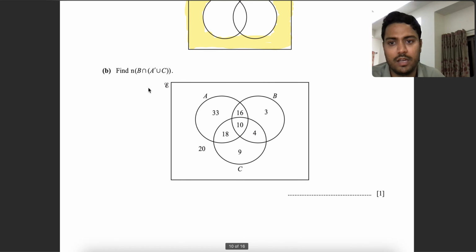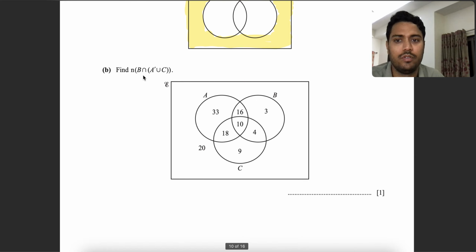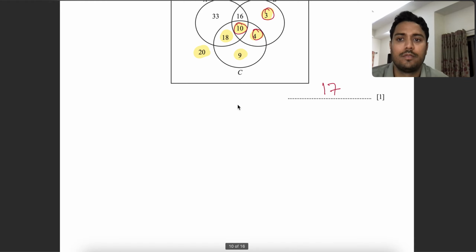Moving on to the second part, it says find the number of elements for B intersection A naught union C. So A naught is everything apart from A. So union with C. A naught is this, this. Union with C. So everything and then 18 and 10 because it's part of C. Intersection with B. So what is common? This and this. So 10 plus 4, 14. 14 plus 3 is 17 is the answer.